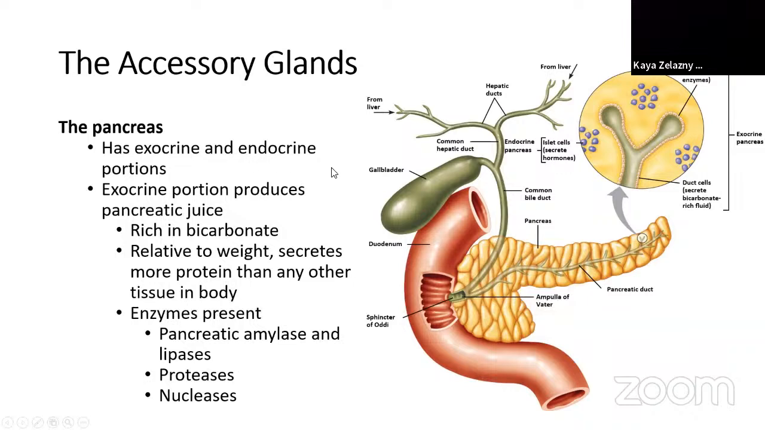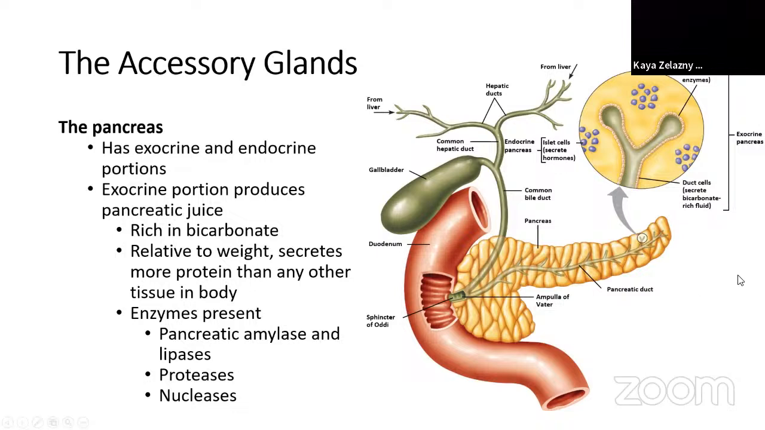Previously we focused on its endocrine portion in the islets of Langerhans and its production of insulin and glucagon. But now we're thinking about the rest of the mass of the pancreas. Those islets of Langerhans are just little islands scattered in the pancreas. So the exocrine pancreas is what's producing our pancreatic juice.